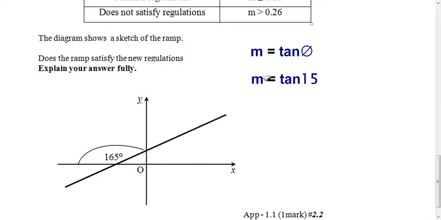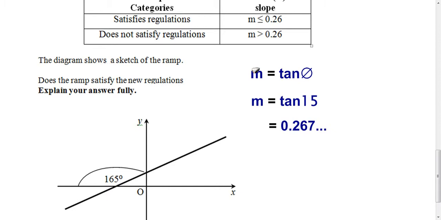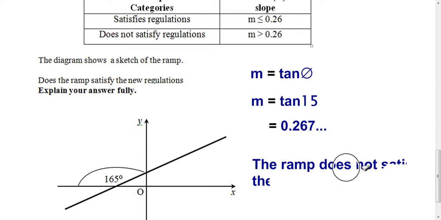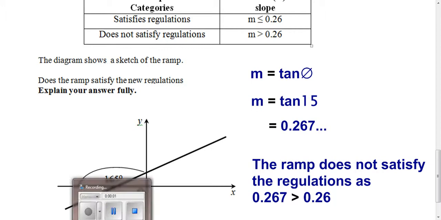So the gradient of this line is equal to the tan of 15. If you type that into your calculator, making sure it's in degrees mode, it'll come out to be 0.267. Now to finally answer the question, does it satisfy regulations? Well, no it doesn't, because it's greater than 0.26. So the ramp does not satisfy the regulations as 0.267 is greater than 0.26.